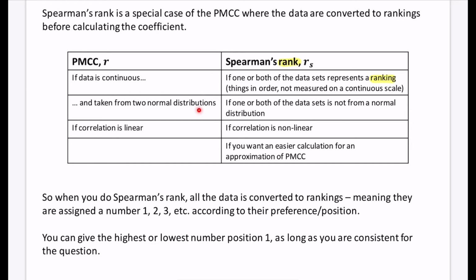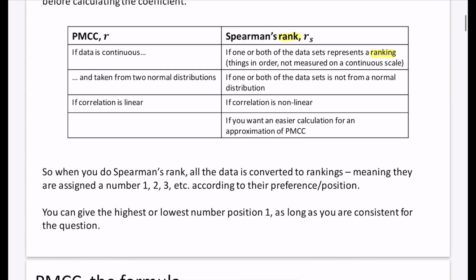As we said, this one is for if it's taken from a normal distribution. If one or both of the data sets is not from a normal distribution, we should adapt and use Spearman's rank. And if we think the correlation is nonlinear, we should also use Spearman's rank. And then the final one, which we don't use tons of this, but if we wanted an easier calculation for an approximation of the PMCC, we can also use Spearman's rank as well, because it can be a quicker calculation than what you normally need to do for PMCC. But it's really these ones at the top that are the most common.